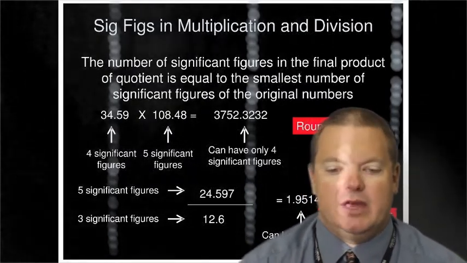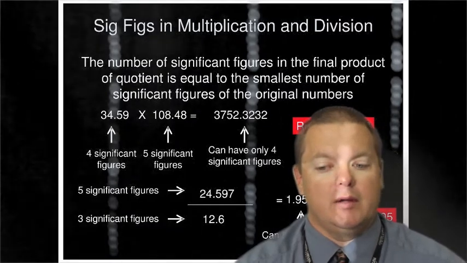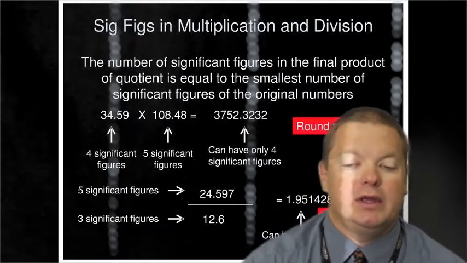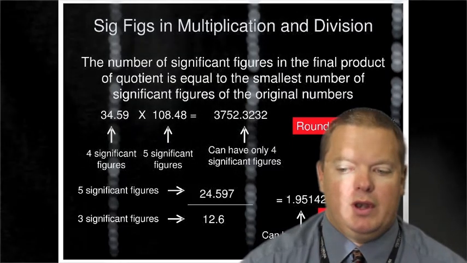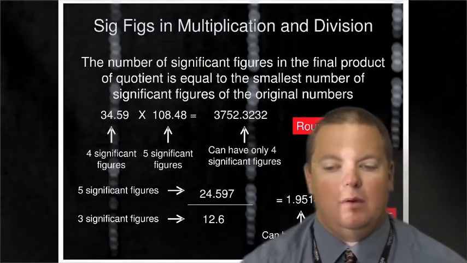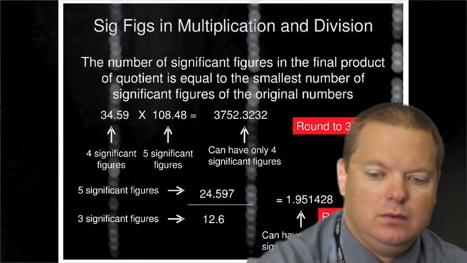And then in the second example we have 5 significant figures on the top, 3 on the bottom, so our answer must be rounded to 3 places to give us 1.95. Only 3 significant figures.